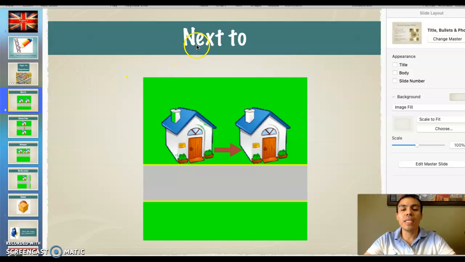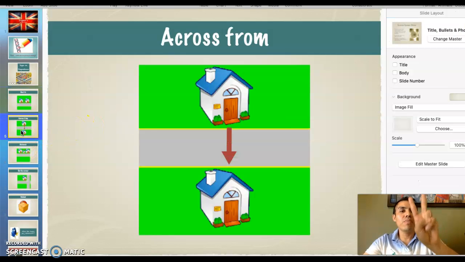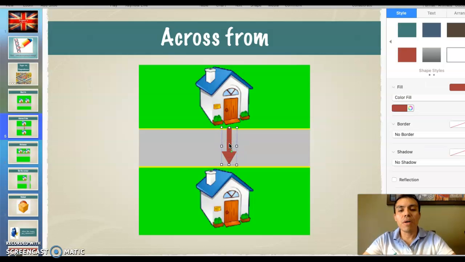The preposition is next to. Observe and repeat. Next to. The preposition number 2 is across from. Observe and repeat. Across from.